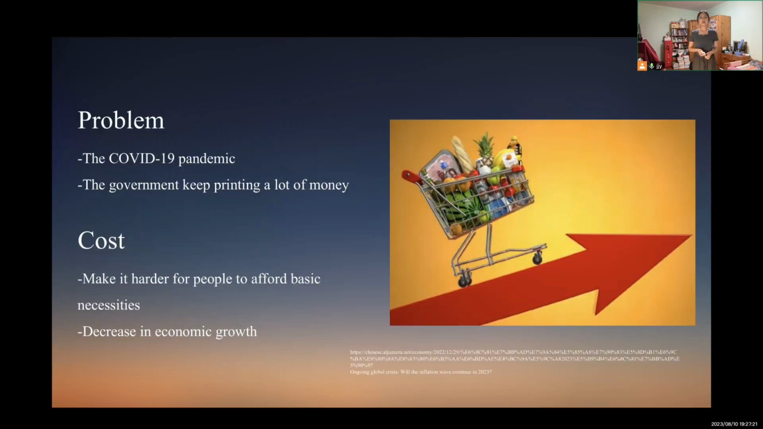Inflation can also lead to decreases in economic growth. When businesses have to pay more money for their inputs, they have to raise their prices. This can lead to consumers spending less money, which can slow down the economy.